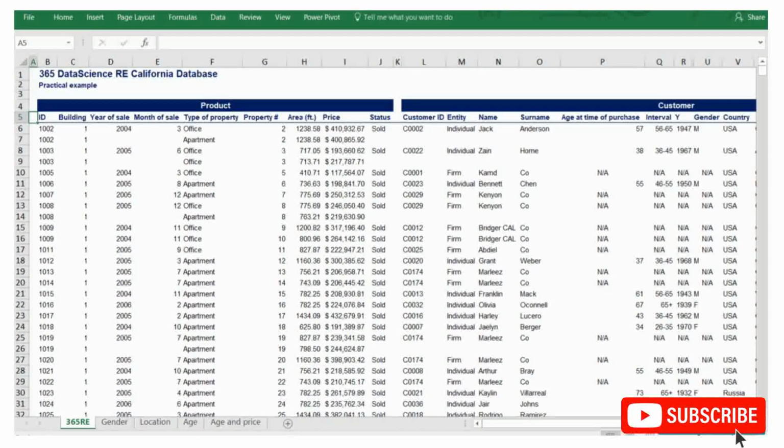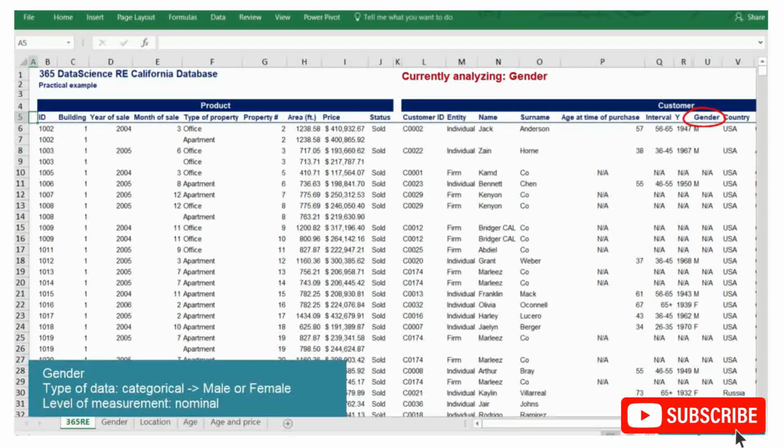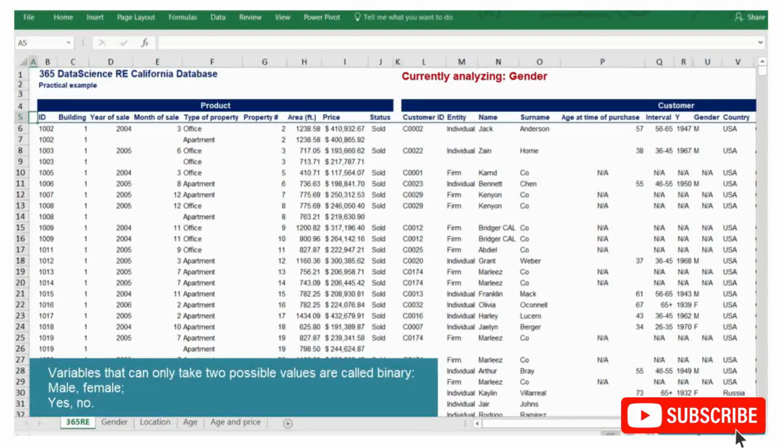The next variable we want to look into is gender. It is of categorical type, and its level of measurement is nominal. It is similar to the yes-no questions discussed in a previous lesson. Such variables are called binary, as there are only two possibilities.